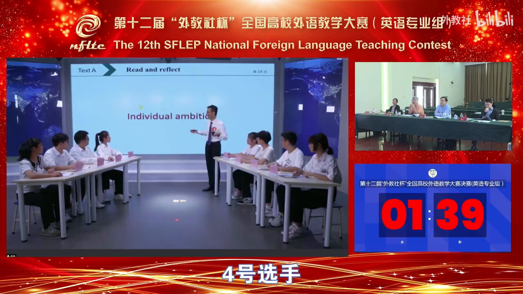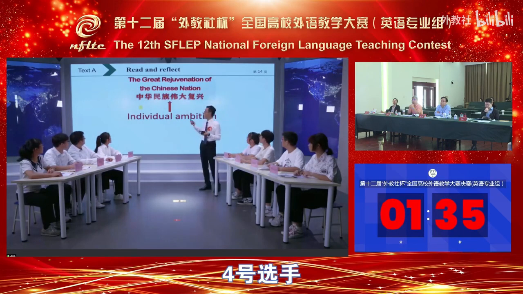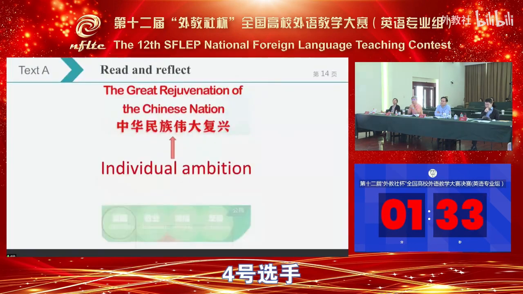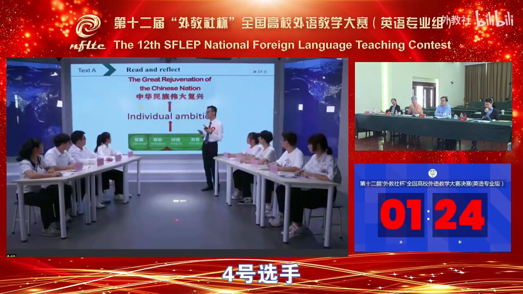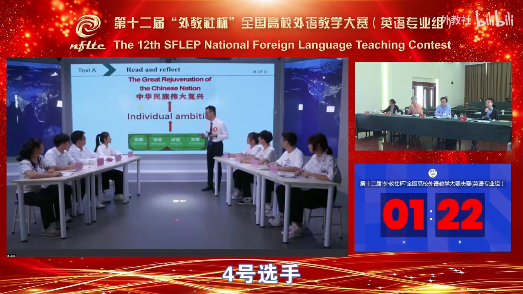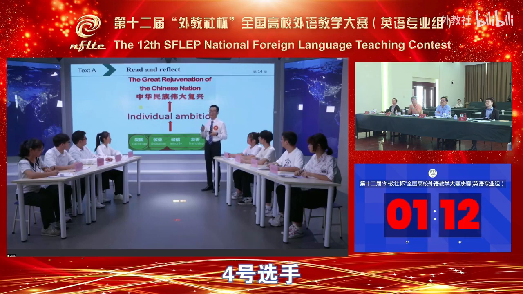What is that? The rejuvenation of the Chinese nation, right? With patriotism as the support line, we also need qualities like being hardworking, cooperative, and committed to achieving ambition. Do you agree? Yeah. These factors have been incorporated in the core socialist values, which should be the guideline for our daily work and life.